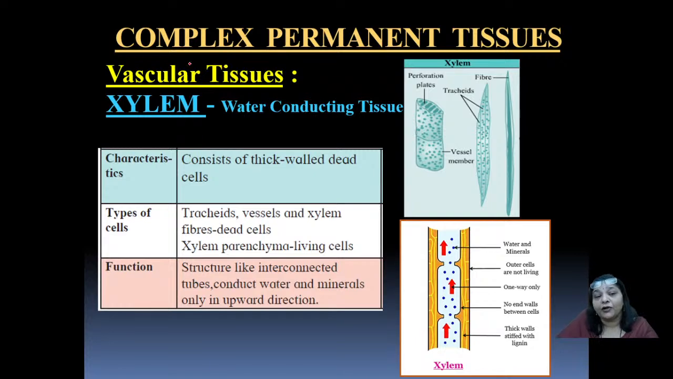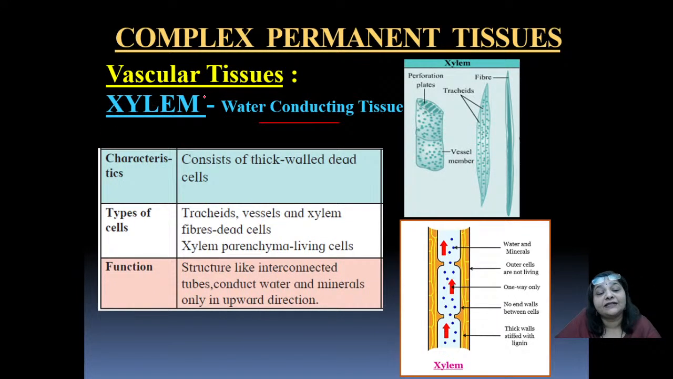Next, let us talk about the complex permanent tissues. The complex permanent tissues are those tissues which are made up of more than one type of cell that perform different functions also, but they are grouped together, like the vascular tissues, the conducting tissues. There are two types of conducting tissues. One is the xylem, which are the water conducting tissues, and the phloem, which are the food conducting tissues.